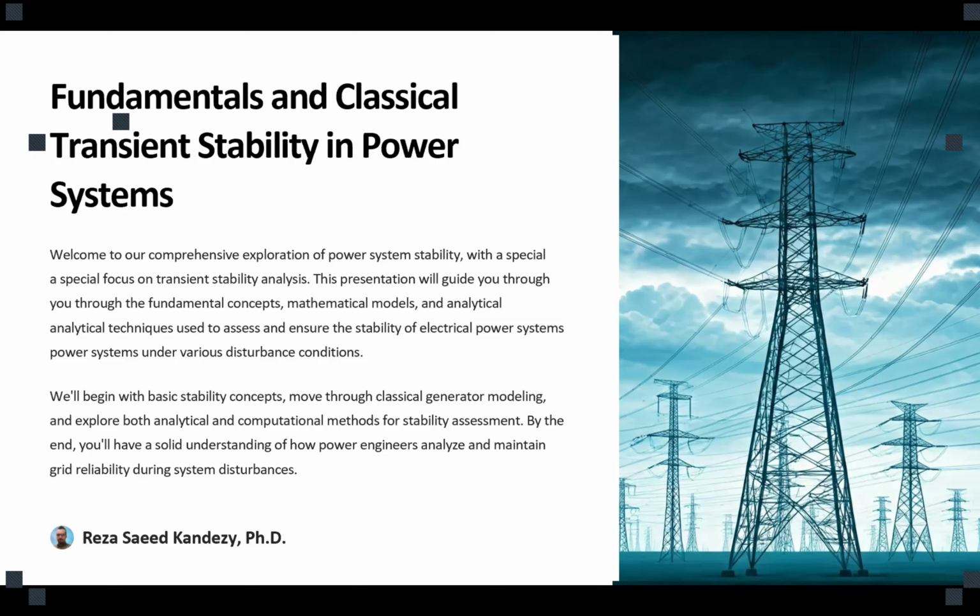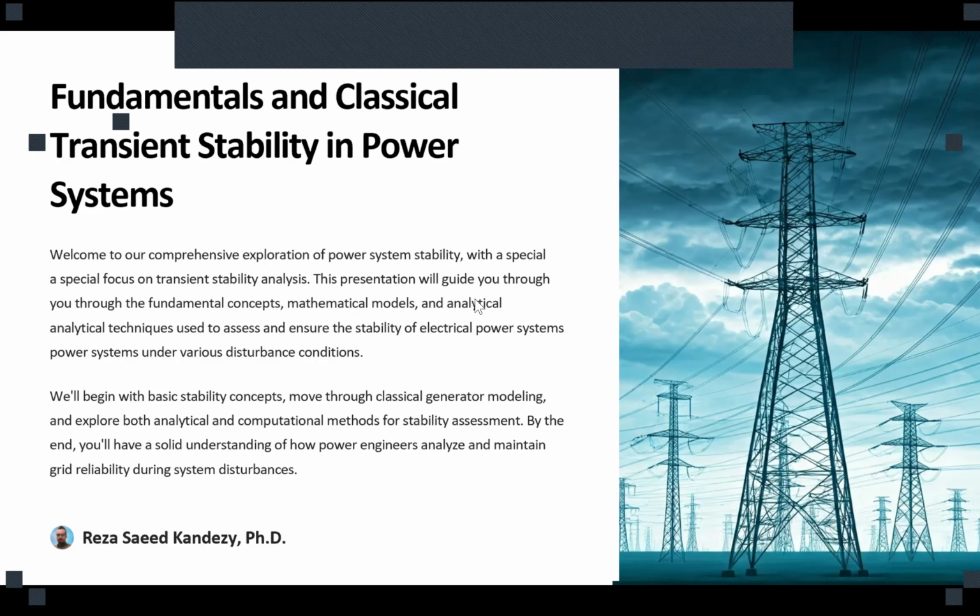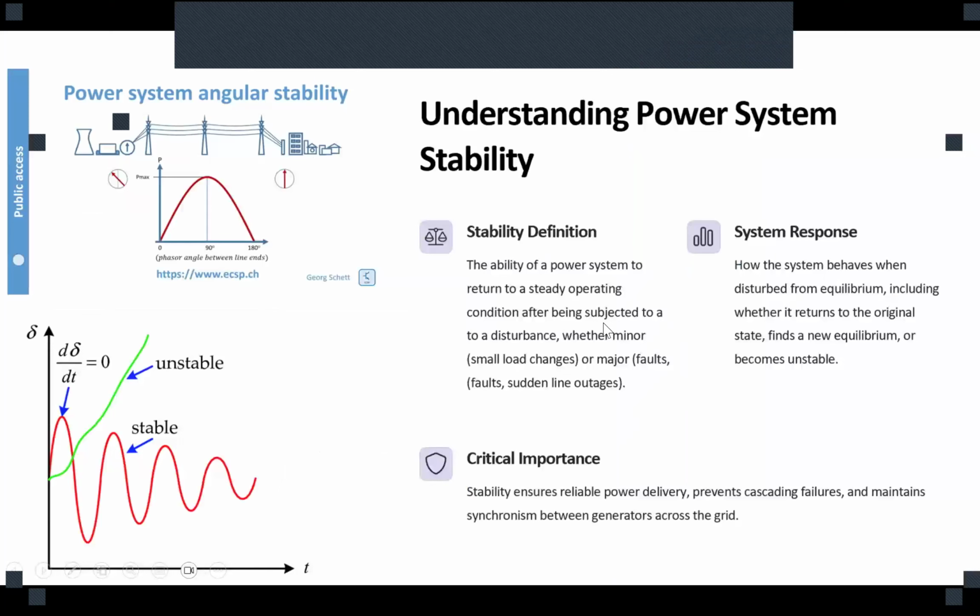Now, this week, we are going to cover the transient stability and the transient analysis. So previous week was steady state. Now we are going to go toward transient. Okay. First of all, we want to talk about the transient stability.